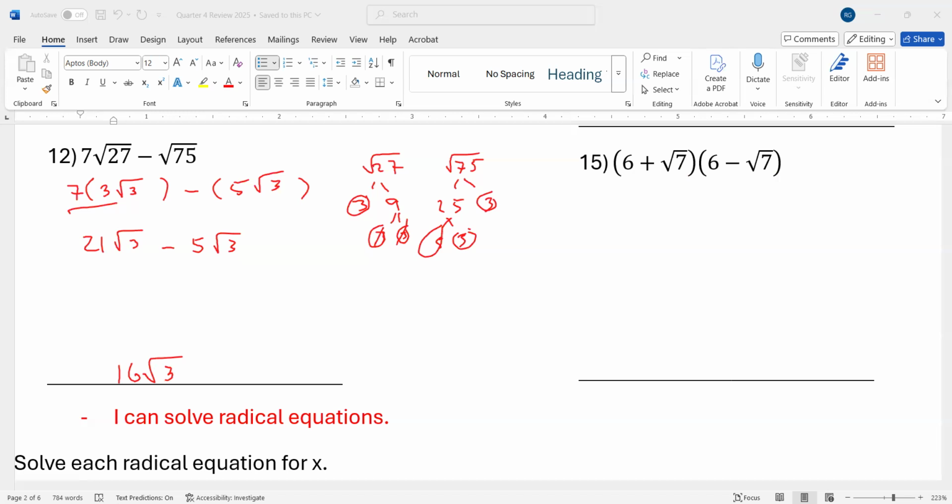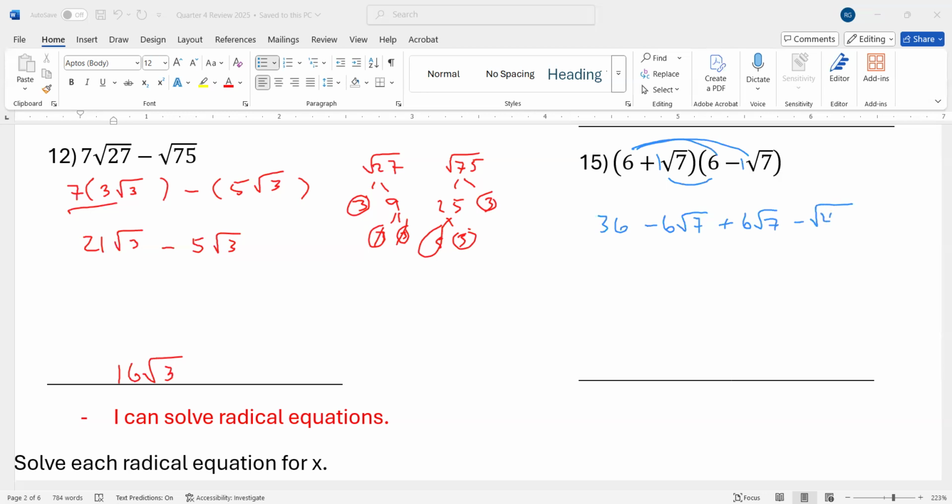All right, last one in this section. I'm going to go ahead and FOIL again. 6 times 6 is 36. 6 times negative radical 7. So I took a negative 1. 6 times negative 1 is negative 6. And just a radical 7 at the end. That's a positive 1 times 6 is positive 6 radical 7. And then 1 times negative 1 is negative 1.